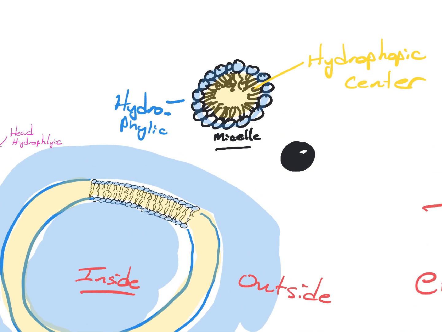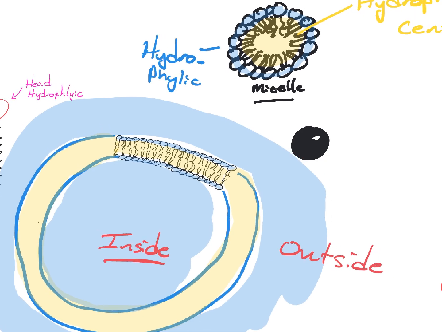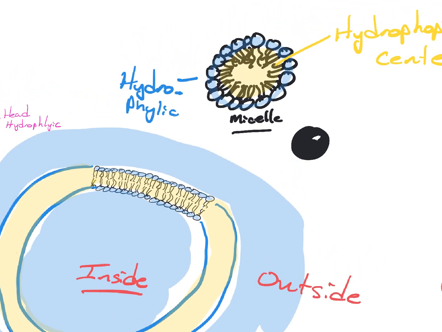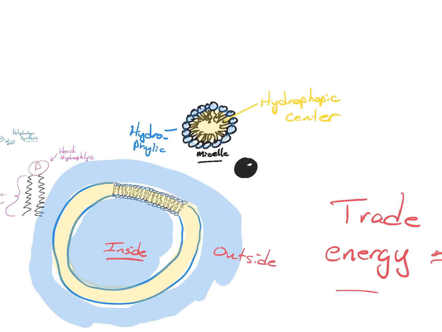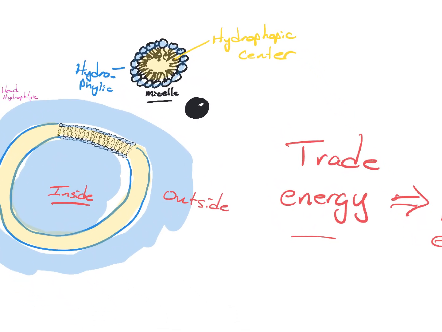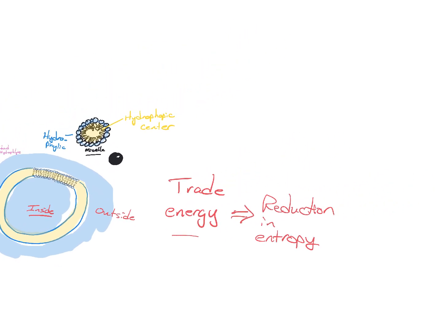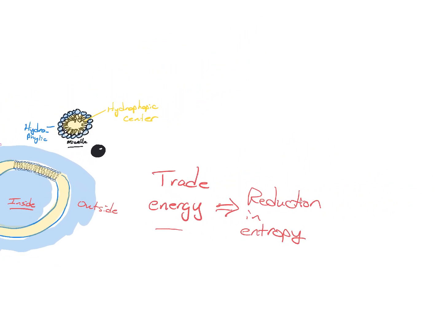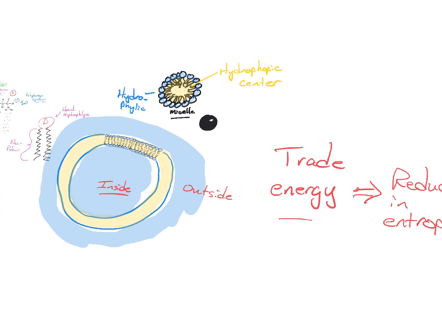So life needs a bilayer, 2 layers of phospholipids. That creates an outside and an inside. So I'm moving things around. So inside and outside, that allows us now that we have an inside and outside to trade energy for a reduction in entropy. Now we can have order. Now we can have life.